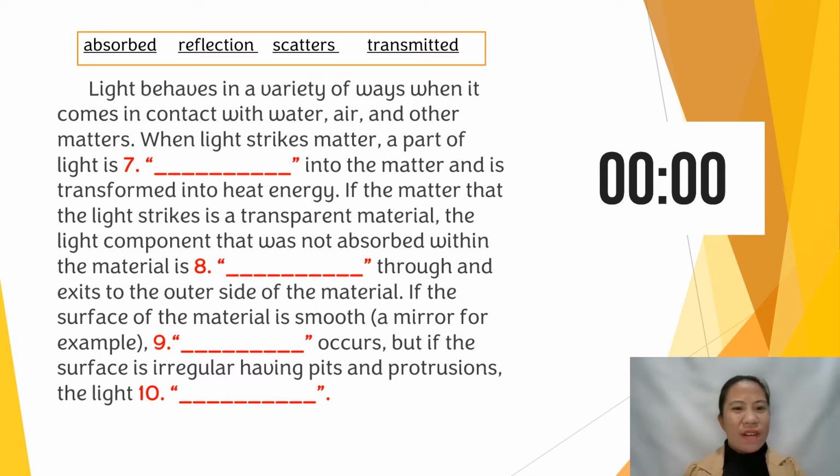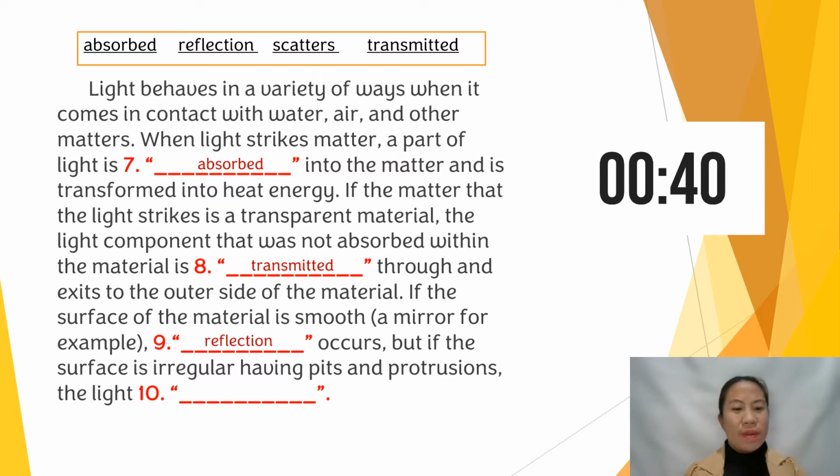Light behaves in a variety of ways when it comes in contact with water, air, and other matters. When light strikes matter, a part of light is absorbed into the matter and is transformed into heat energy. If the matter that the light strikes is a transparent material, the light component that was not absorbed within the material is transmitted through and exits through to the outer side of the material.